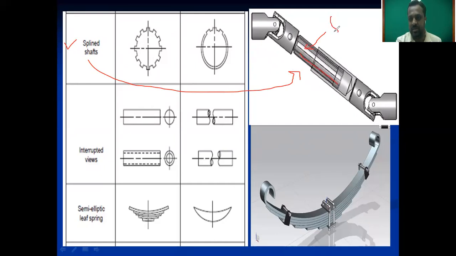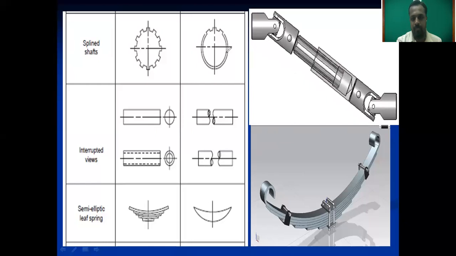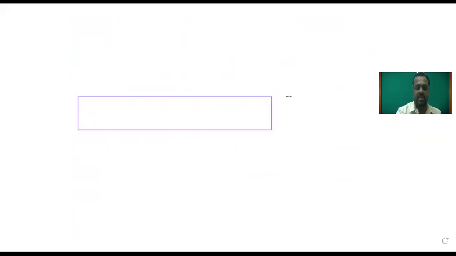If we have a shaft like this, just one minute, I will draw here. Suppose we are having the shaft like this, and on that shaft we are providing the splines like this. The front view, I will draw here. Suppose we are providing the splines like this. Those are the splines.